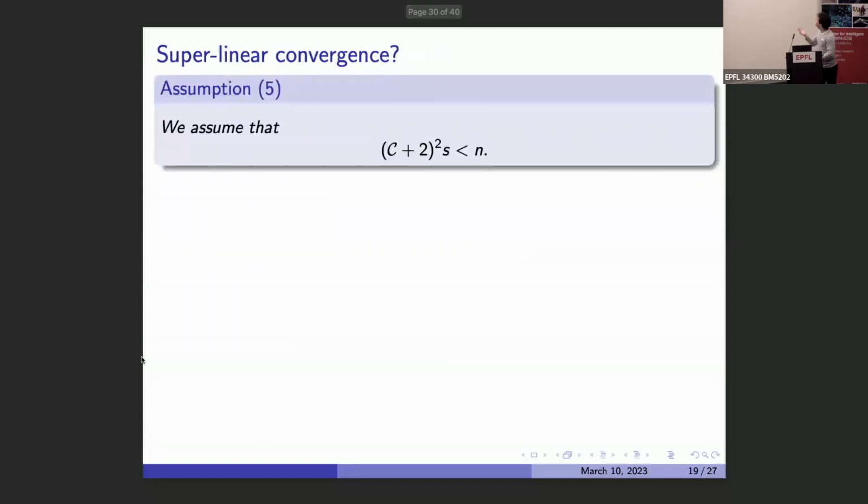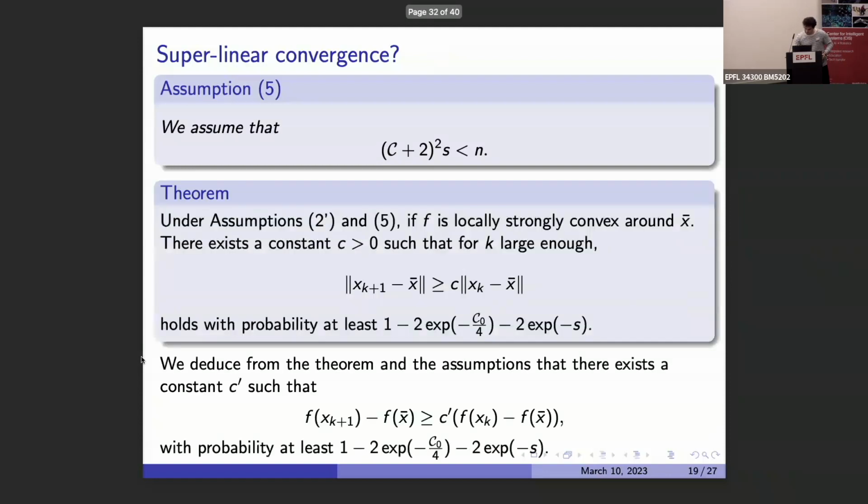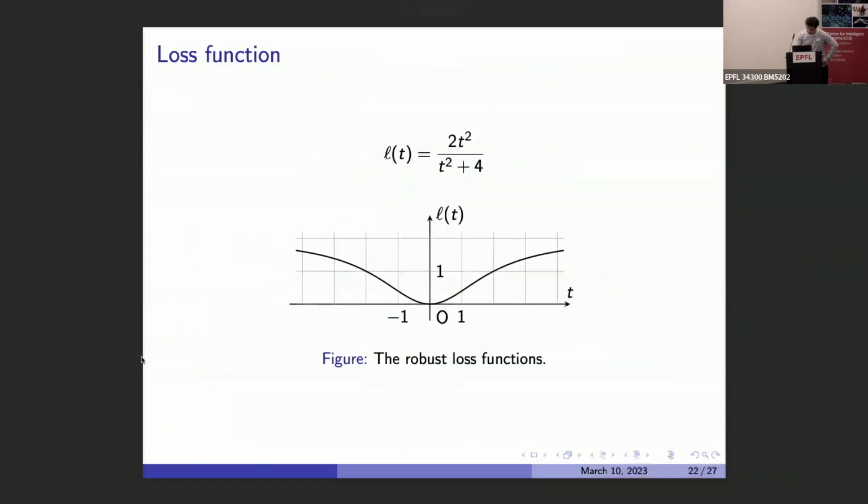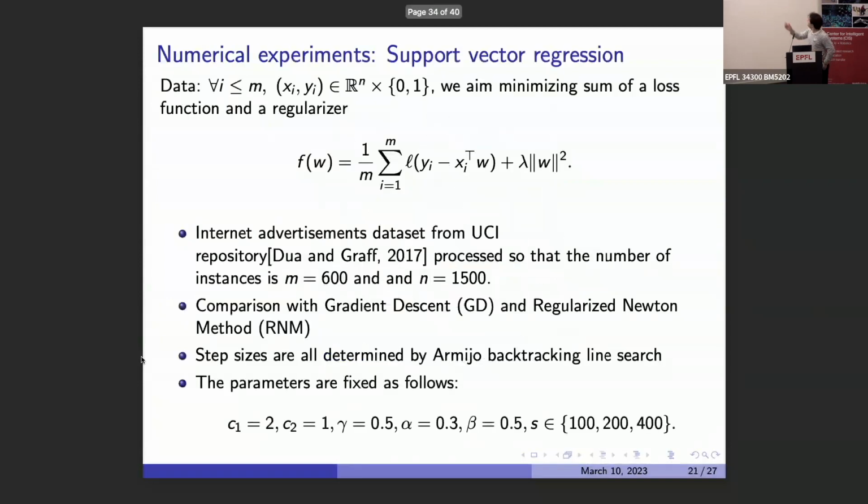So that's quite unfortunate, because it seems that using random subspaces we cannot achieve the same convergence rates as the usual Newton method. However, if you look at some experiments, we did an experiment for support vector regression with a loss function L that is non-convex. I'll just show you quickly. This is the loss function we used in this setting. The dimension is 1,500, so it's not so big.